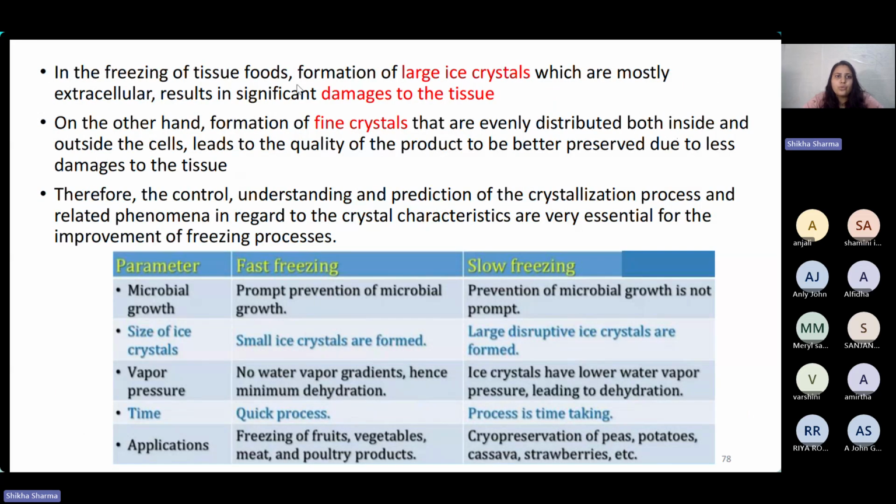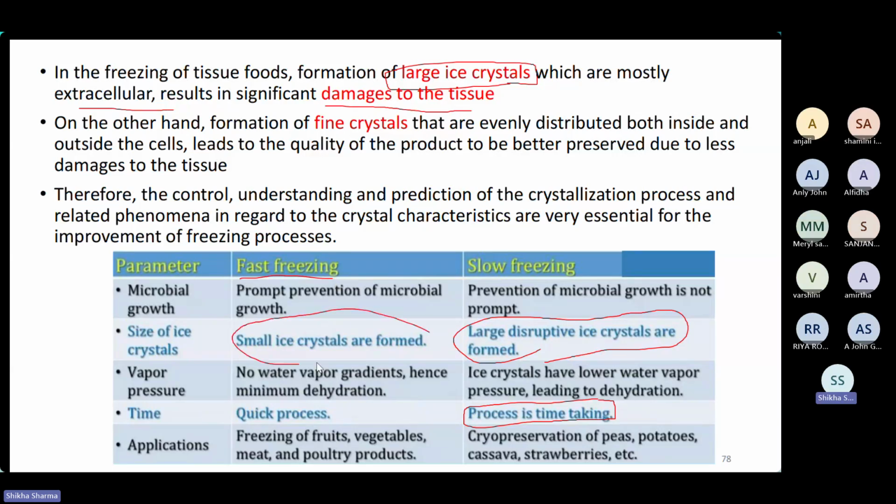So in freezing of tissue foods, a large formation of ice crystals is mainly because of slow freezing. So what will happen when the freezing is slow? Large disruptive ice crystals are formed, which are mostly extracellular and result in damage of the tissues. Whereas when we are doing fast freezing, smaller or fine ice crystals are going to form.